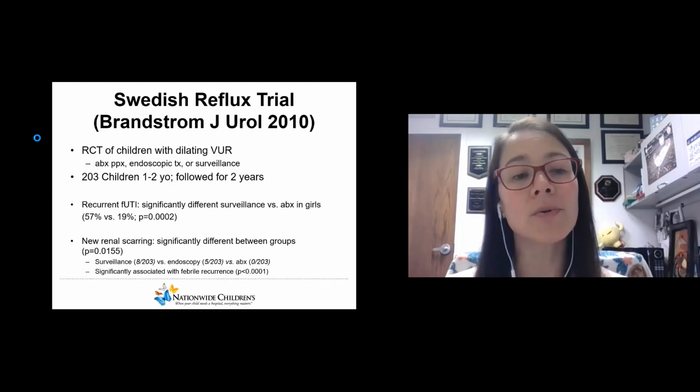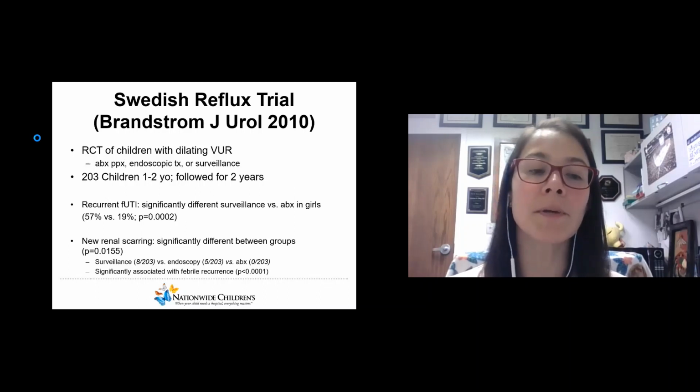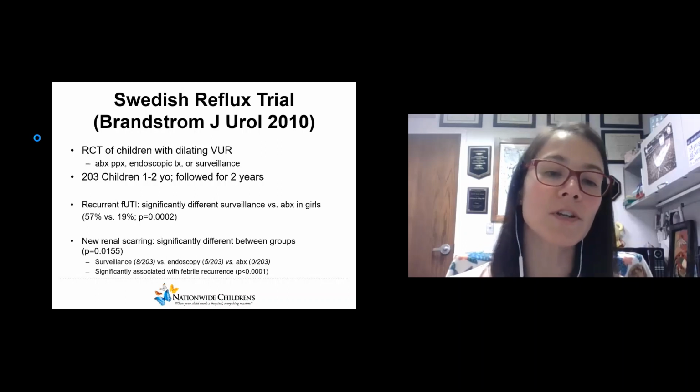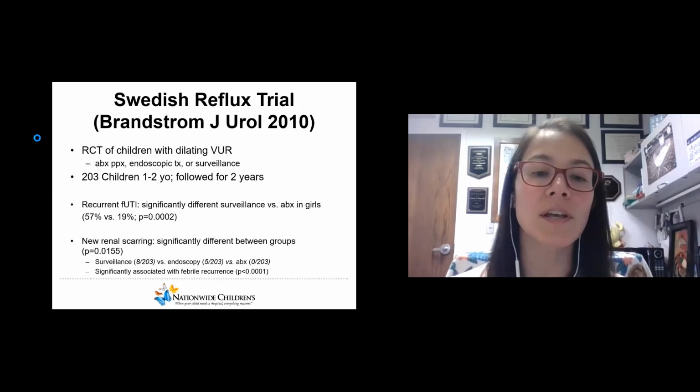They also found that new renal scarring was significantly different amongst all the groups, with 8 children developing new scars in those in surveillance as compared to none in those who were on antibiotic prophylaxis. They also found that new renal scarring was significantly associated with febrile recurrence.